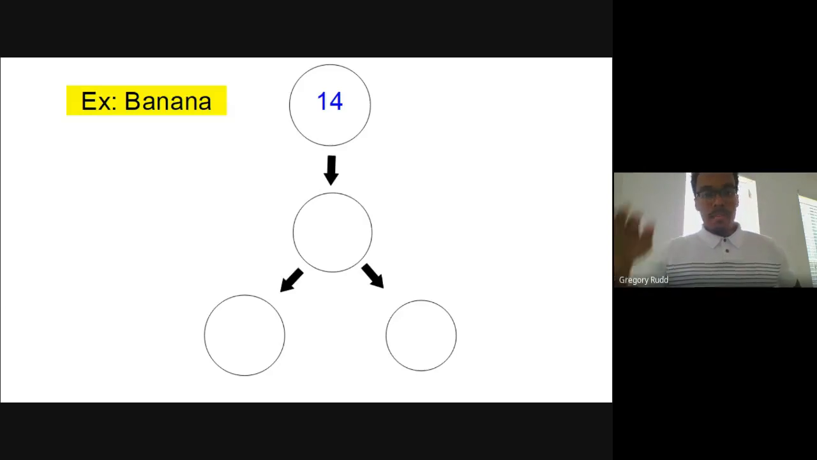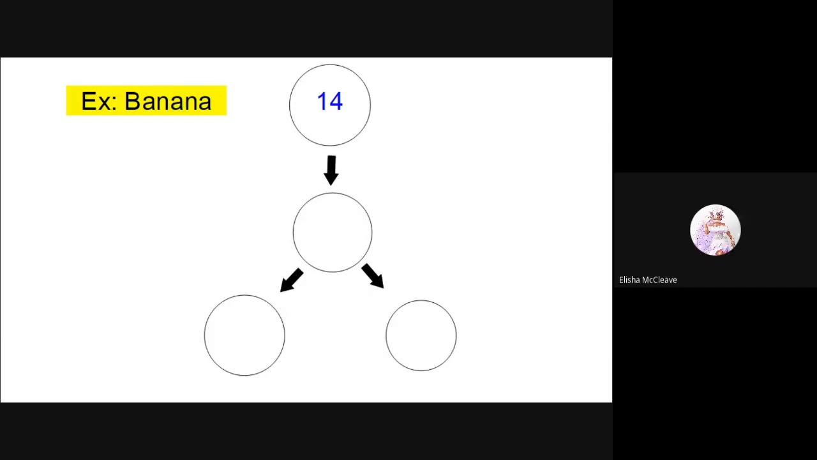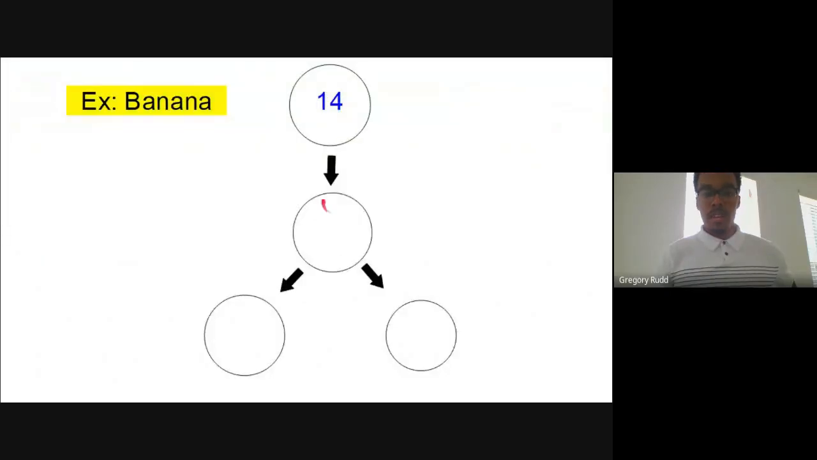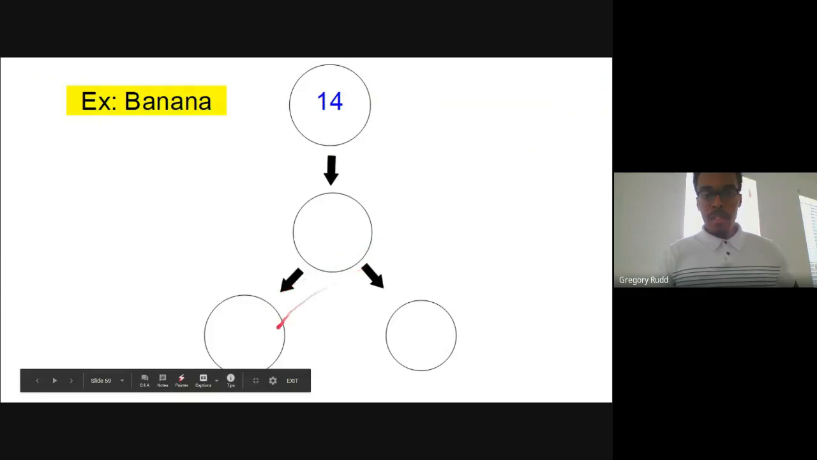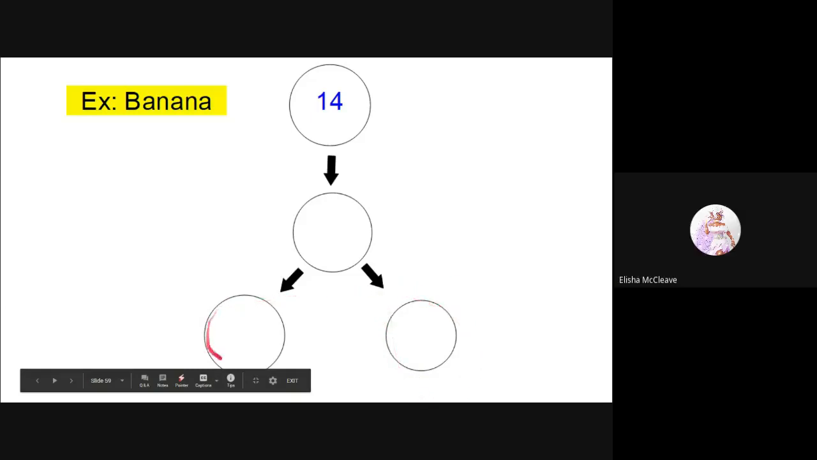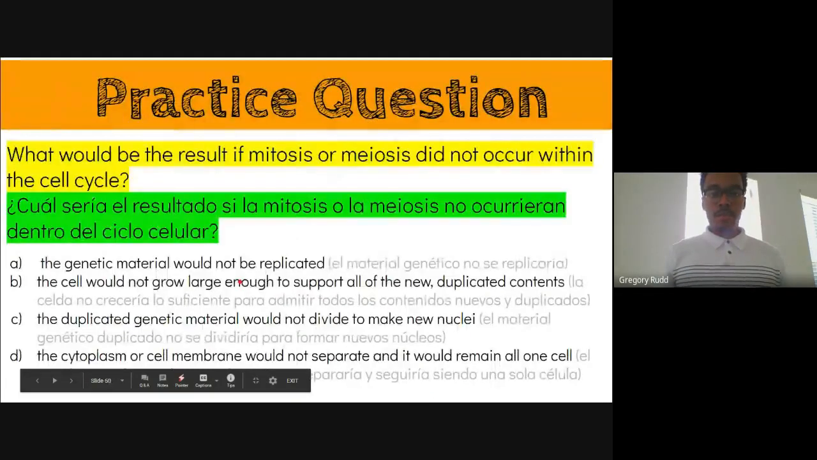So with a banana, what would need to happen? What would go in this? How many chromosomes would this cell have after it's been duplicated? 28. 28, and then once it splits again, how many would these new daughter cells have? 14. 14, good.